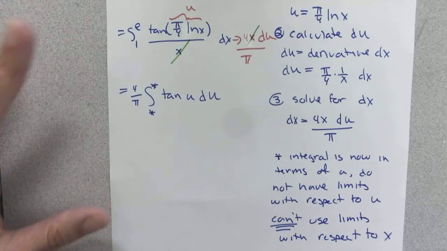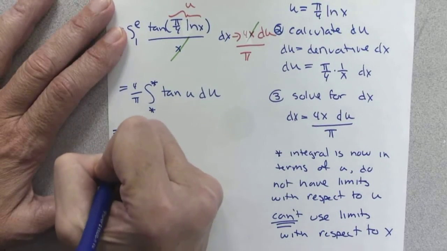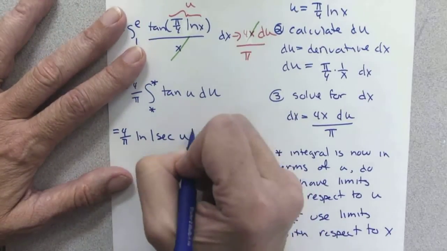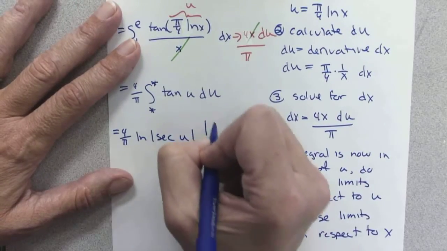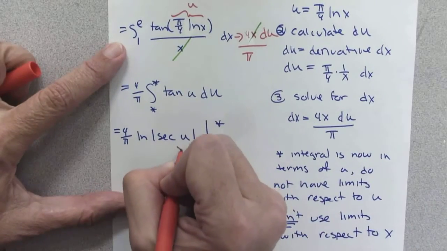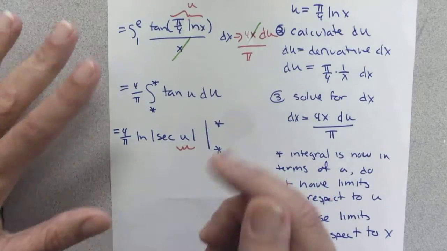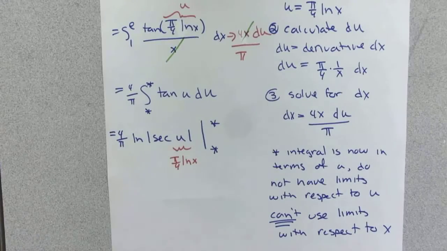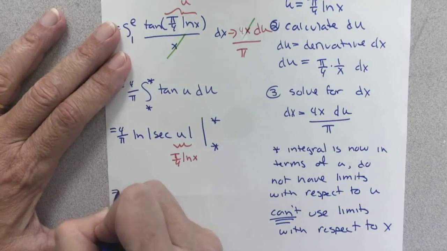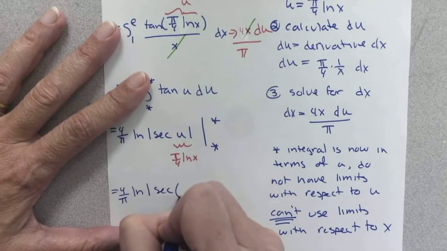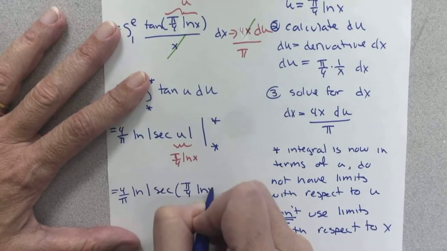Now let's finish up the integration. You should have memorized that the integral of tangent is the natural log of the absolute value of secant. It's a definite integral, so no plus c, but I still don't have those limits, so I'm going to do my little asterisk thing. Then just like always, when I did u substitution, I'm going to go back to the original variable. And u is equal to pi over 4 natural log of x. So I'm going to have 4 over pi times the natural log of the absolute value of secant of pi over 4 natural log of x.